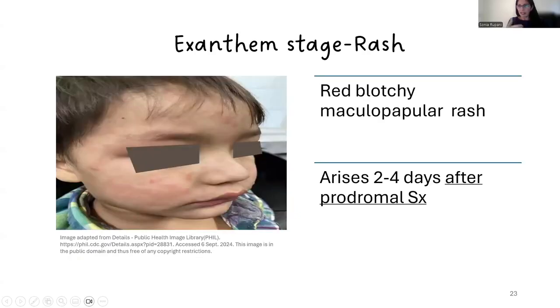So the next stage, the exanthem stage, which is seen 2 to 4 days after the prodromal phase, is when the patient has the rash. Okay, and the rash is sometimes described as brick red, so it's a bright red color, and it's maculopapular. So some lesions may be a little raised, some may be flat, but over time they kind of become more confluent, giving that blotchy look.